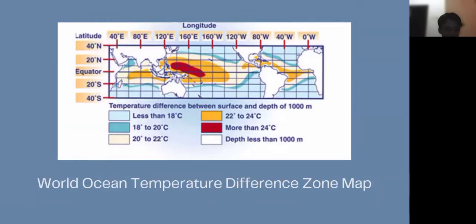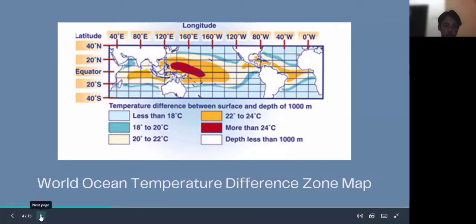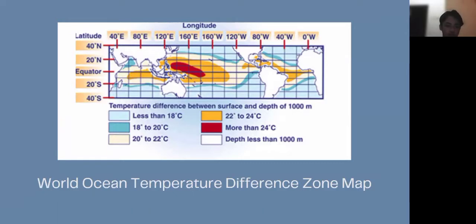So this is the picture of the world ocean temperature difference zone map. This picture presents the temperature difference of the ocean around the world. So we can see the orange area in the picture can be used as a location for ocean thermal energy conversion plants.